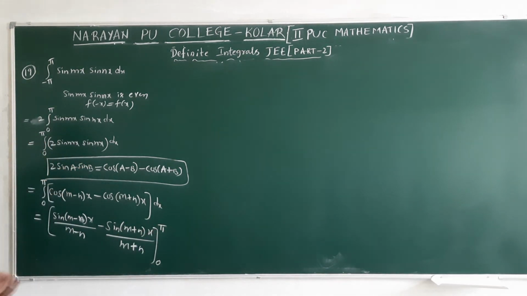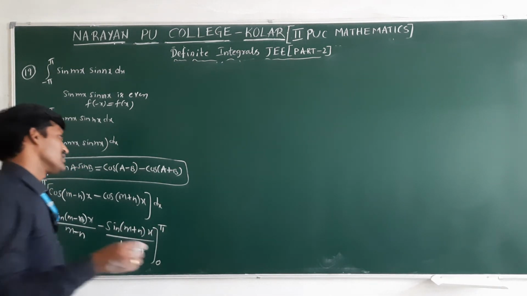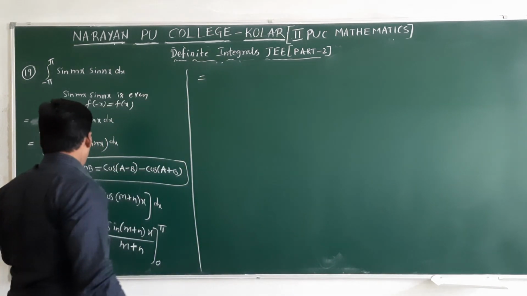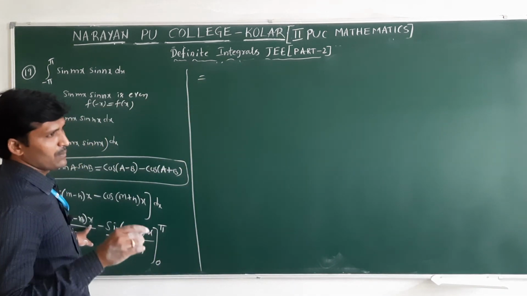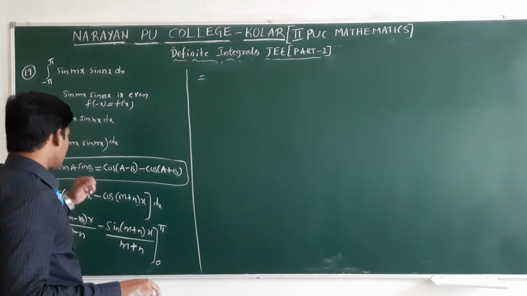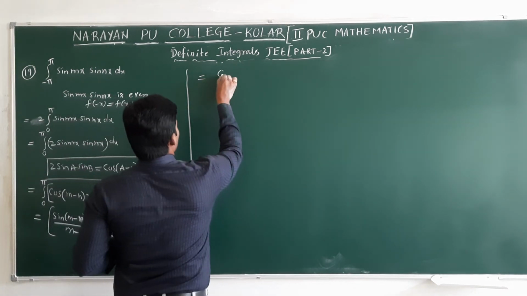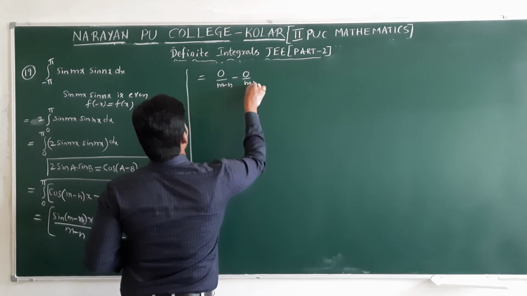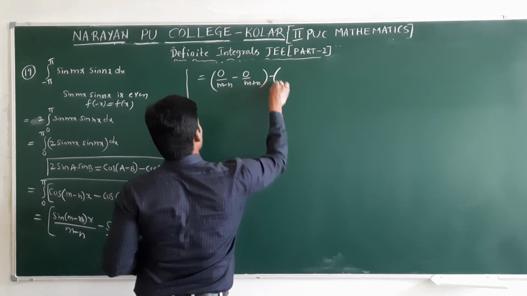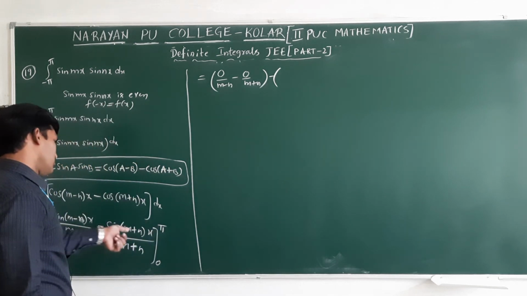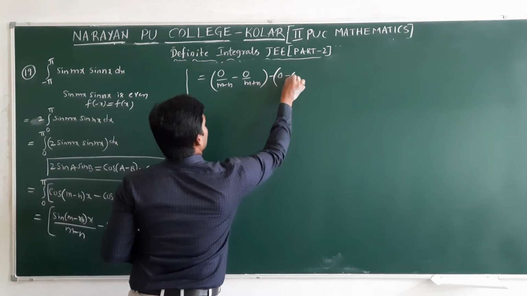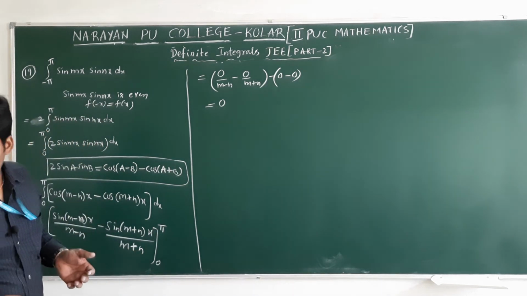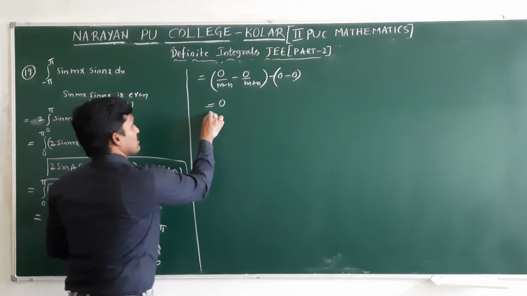But the sine function is evaluated at pi and 0 only. Substituting the upper limit, sine of (m minus n) into pi. For multiples of pi, it is clearly 0. So the first value is 0 by (m minus n). The second value is also 0 only. If you take the lower limit, sine 0 is 0, here also sine 0 is 0. So overall what is the answer? I will get 0. Option A is the correct one.